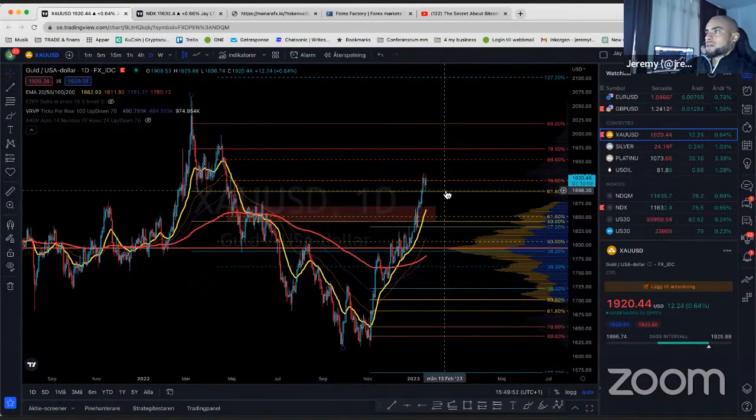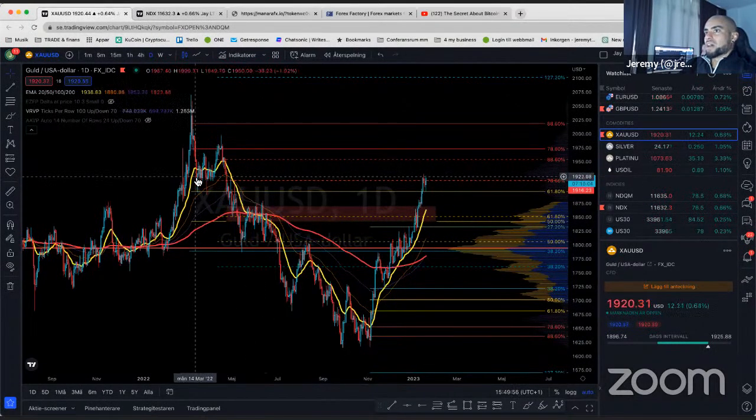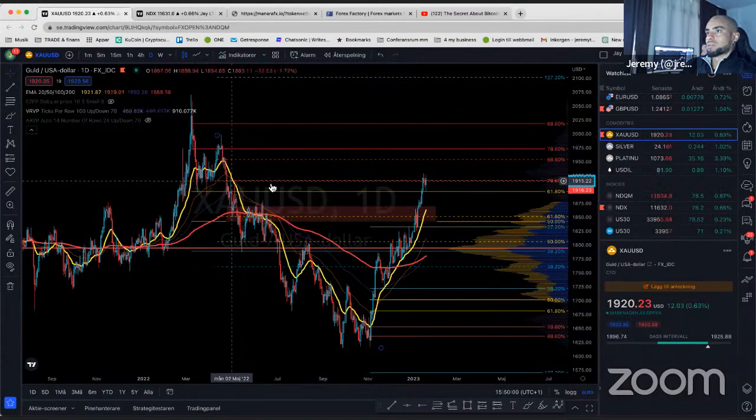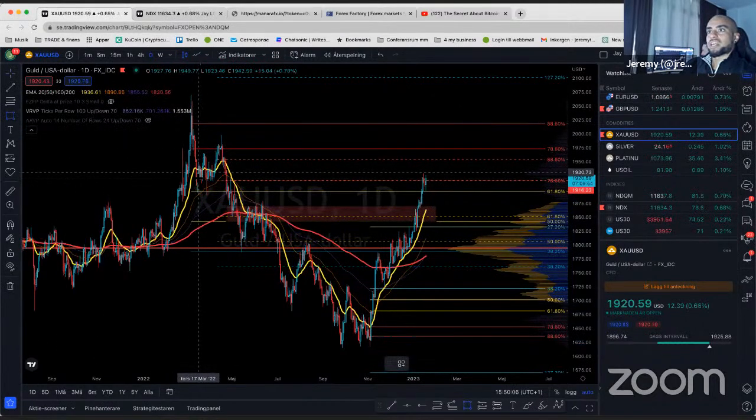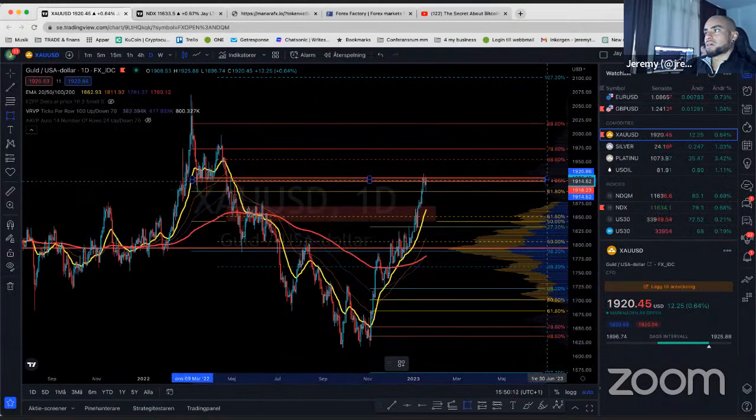So with that said, that is confluent with the very strong support that was here, and that now acts as a resistance, all right? Remember, I spoke about this support right here that is working as a resistance right now. It's this whole level right here, a lot of volume down over there. And this whole thing acts as a resistance zone right now.